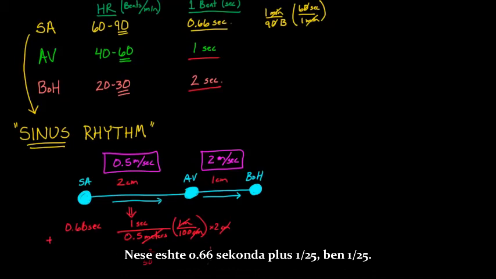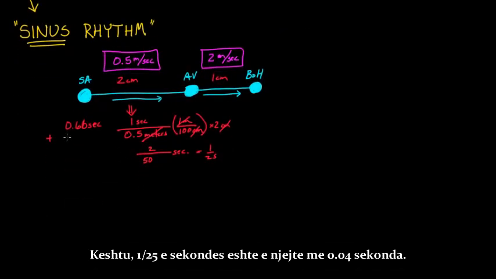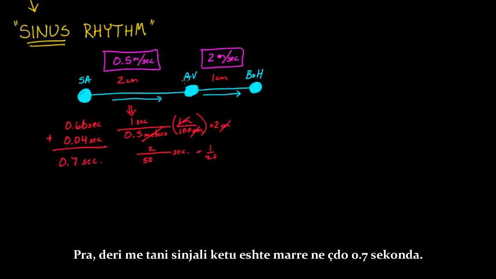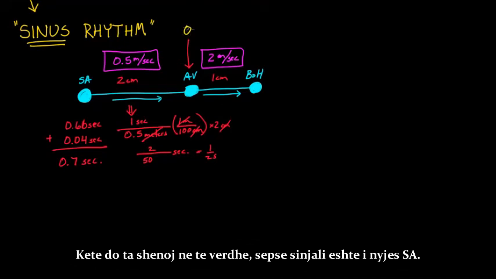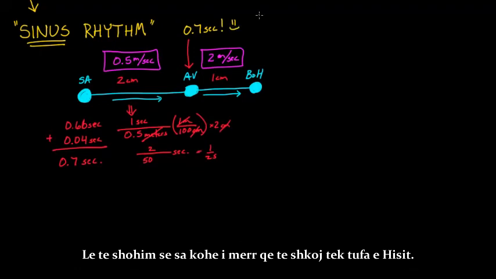That's 1/25. Let me make a little bit more space on here, just so it doesn't feel as crowded. There we go. So 1/25 of a second is the same as 0.04 seconds. And that is 0.7 seconds. So far, the signal has gotten here in 0.7 seconds. I'm just going to write that in yellow because this is the SA node signal. 0.7 seconds. Wow, that's really fast, right? Really fast. Let's see how long it takes to get to the bundle of His.